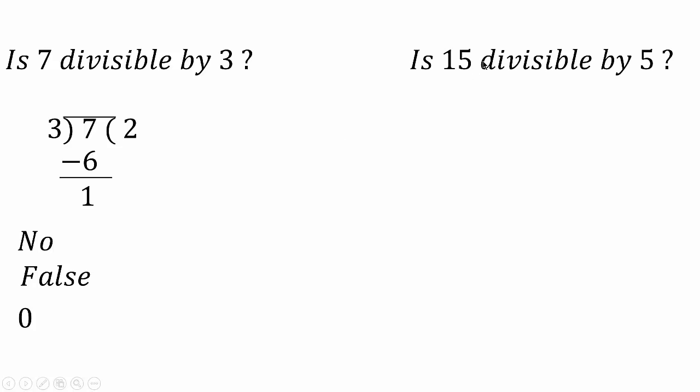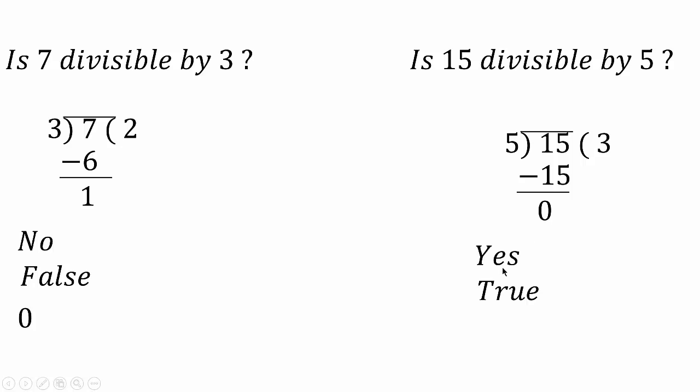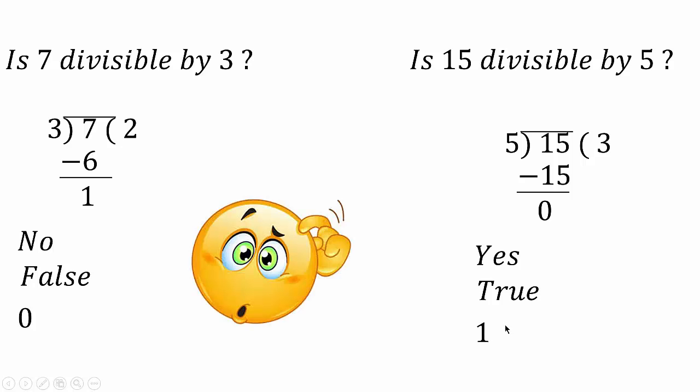Similarly, let's see another example. Is 15 divisible by 5? Yes, we can say it's divisible. But how can you say? We divide 15 by 5, then 5 3s are 15, the remainder is 0, and hence we can say it's divisible by 5. True, or the result is 1.